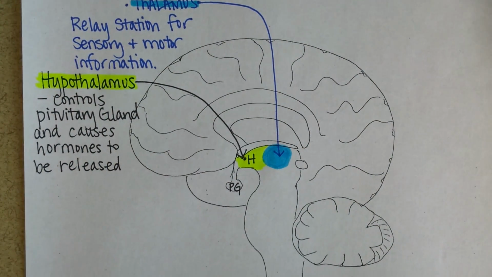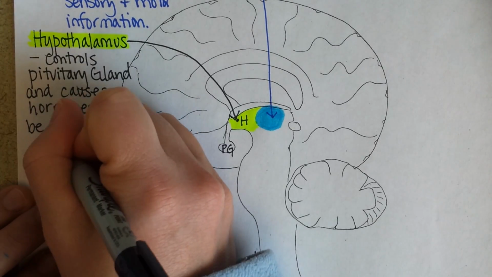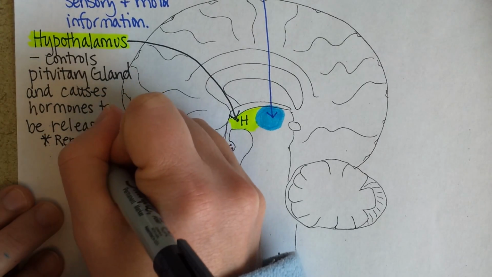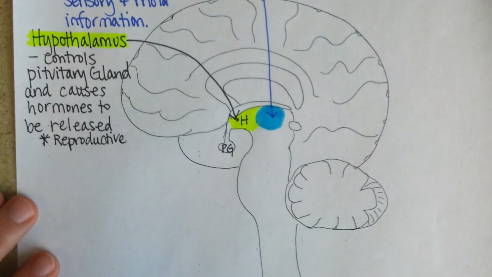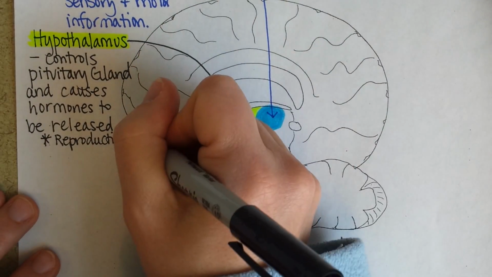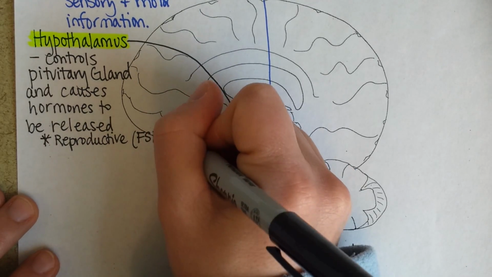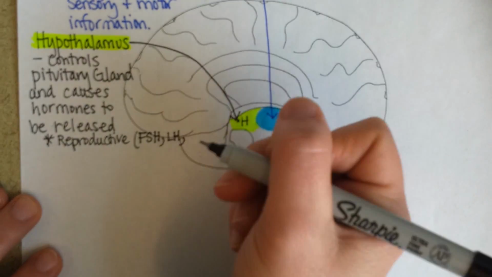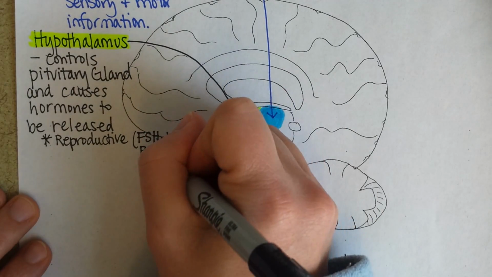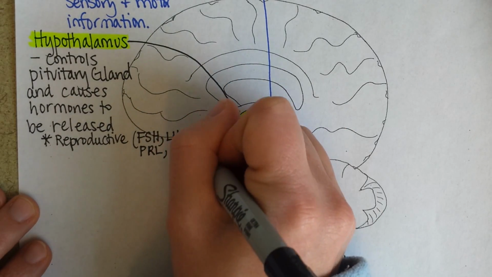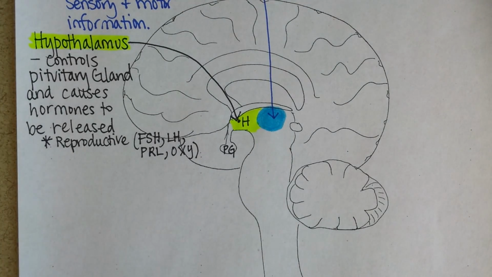And those hormones control the reproductive cycle, especially with the hormones. We'll learn more about these next quarter, but there's something called follicle stimulating hormone and luteinizing hormone and prolactin and oxytocin. So all of those regulate different aspects of reproduction and taking care of a baby.